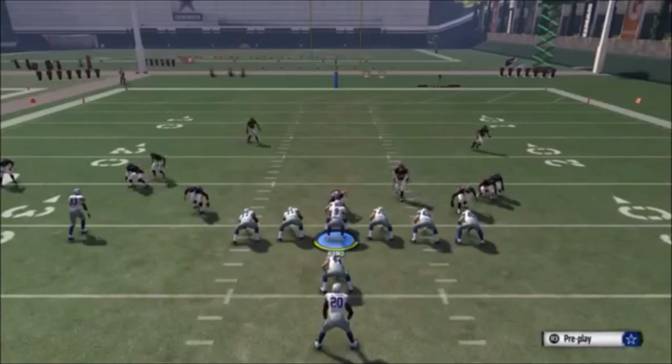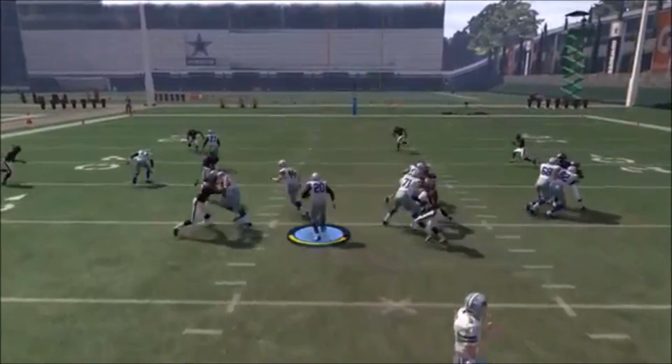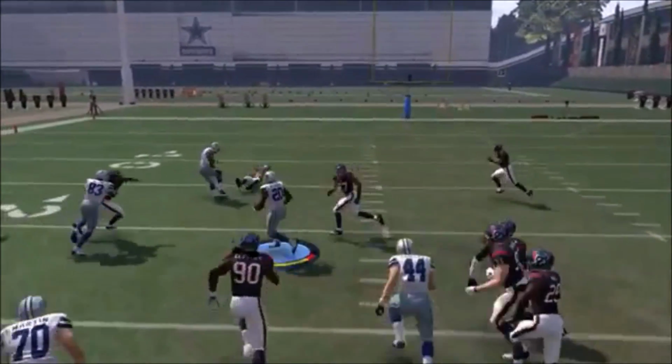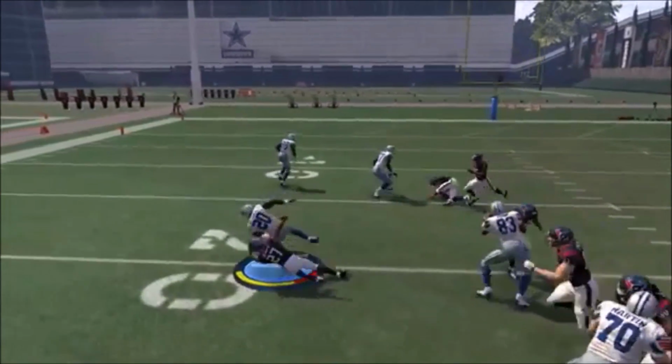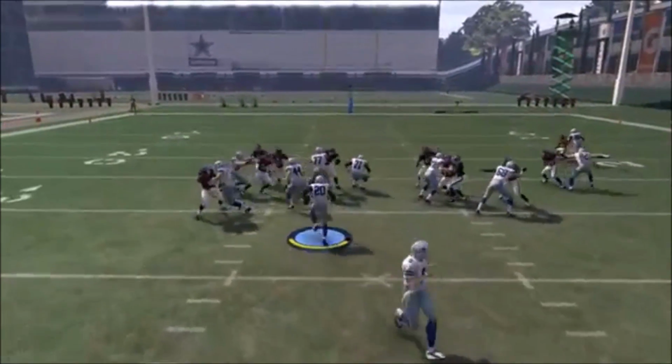Now, the fullback is known as the trapper, because his job is to execute a trap or kick out block to create an alley. The fullback is going to block the first thing that comes off the tight end's edge, inside out.